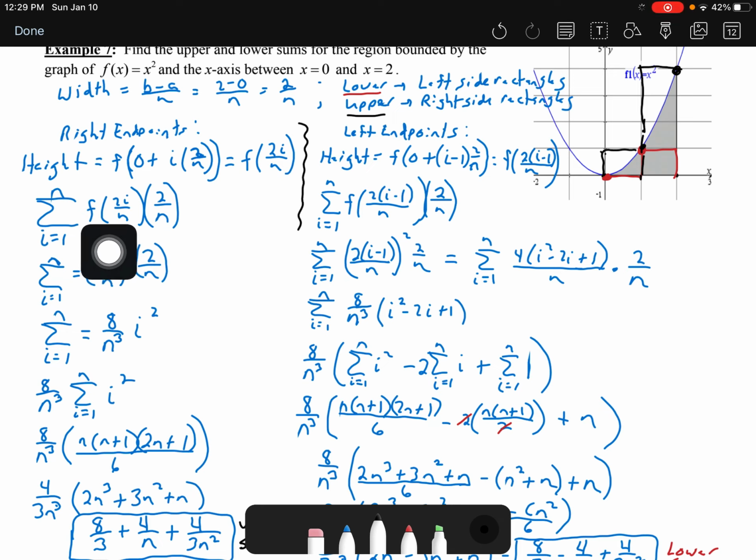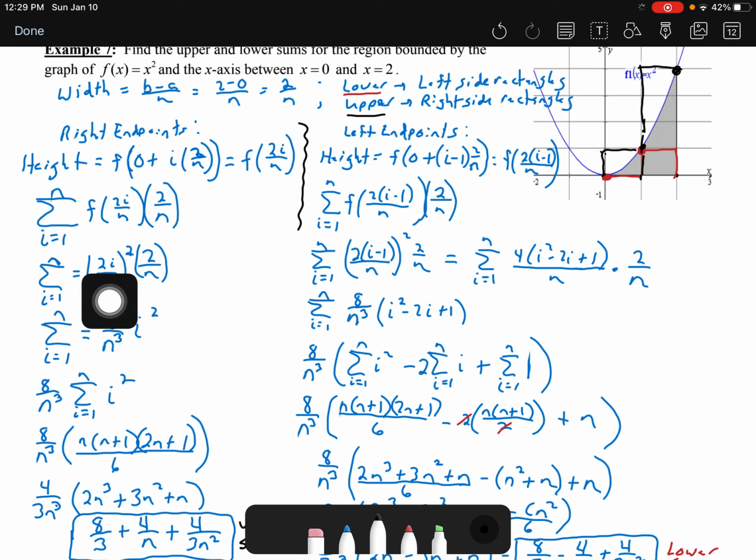It's the sum of the height times the width, and that's going to give us the area under the curve, or approximated area. Now, because there is a specific function that goes with this, f of, and our function is x squared, so we put the 2i over n into that function, so it's 2i over n quantity squared. Width stays the same. And I'm just going to simplify this.